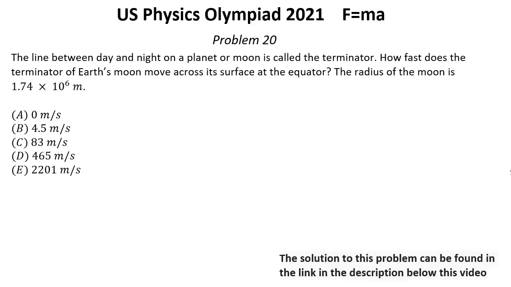Problem number 20. The line between day and night on a planet or moon is called the terminator. How fast does the terminator of Earth's moon move across its surface at the equator? The radius of the moon is 1.74 multiplied by 10 to the power 6 meters.